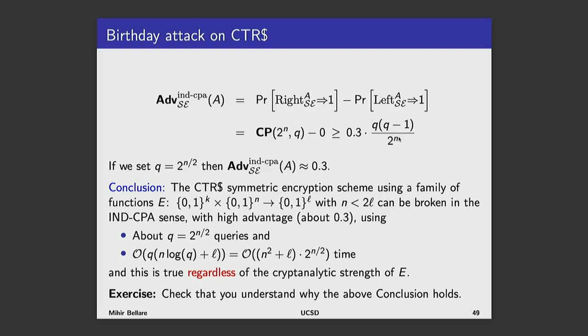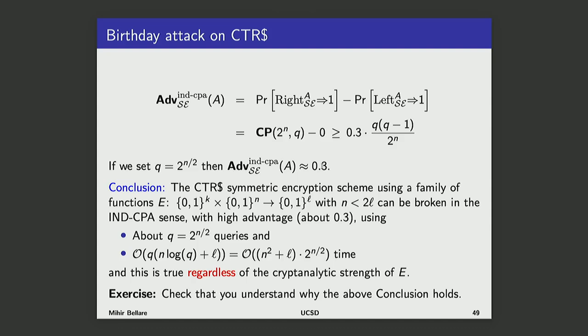And now we start getting interesting conclusions. We see that if we set the number of encryption queries to 2 to the power half of the input length of the function family, you get a pretty sizable advantage. Now, 30% is, from a security perspective, sizable, right? You don't really want adversaries to be breaking your schemes with 30% probability.